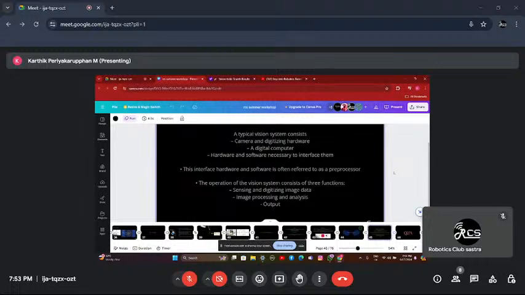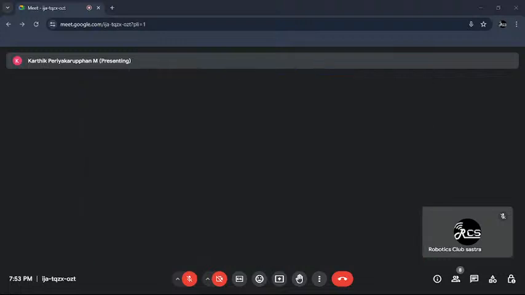Okay, this is like a mind map. It consists of a camera, a digital computer, hardware, and software. The flow is that first it gathers the image from the camera and it goes through the processing and analyzing of the image, and then based on the calculations done by the controller, we get the output. There are separate and very detailed programming-related tutorials in the coming days.